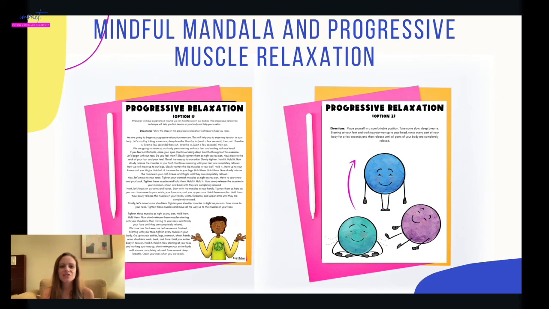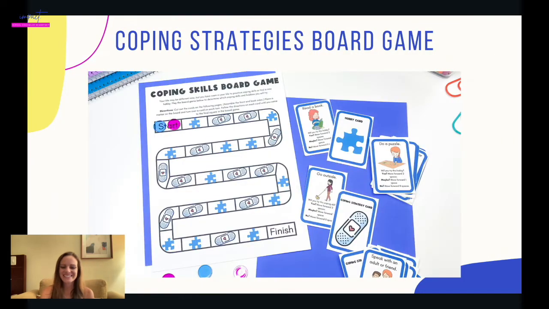After the mandala, there's a progressive muscle relaxation. So there's a script here, so you can either read the script and they can practice, or there's a more visual version here talking about, for the younger students, how they can just take deep breaths, start at their feet, and work all the way up to their head. So you can choose which one you want to do. If you have a little student, it may be difficult for them to sit through the script. So just base it on your audience.